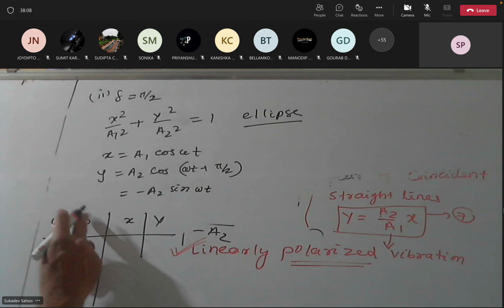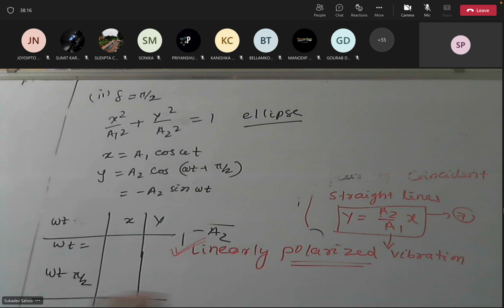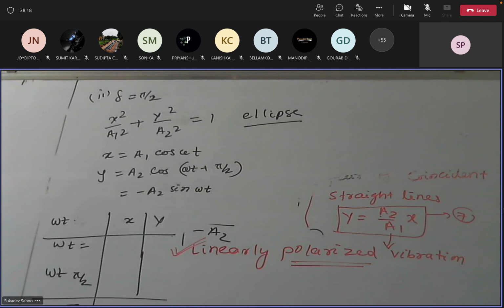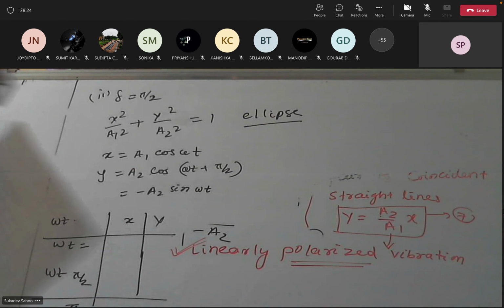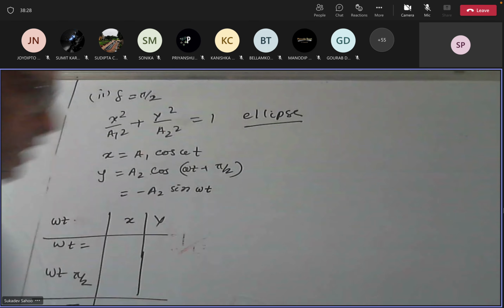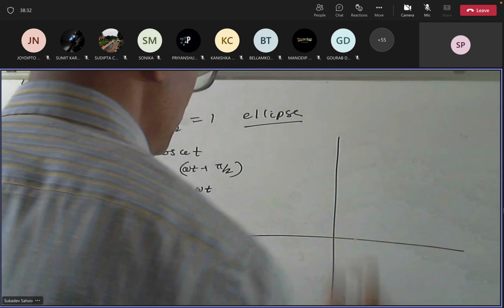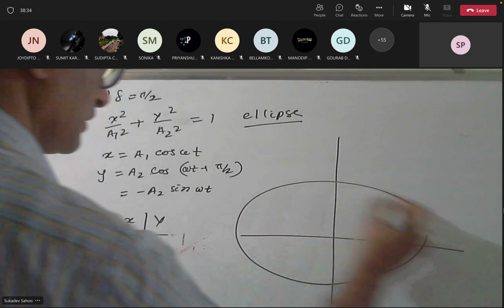Similarly, when t equal to 0, omega t equal to 0, then omega t equal to pi by 2, then pi, then 3 pi by 2, then 2 pi. At least these 5 points you can take, then you connect those points, then you will get the direction of motion. In this case, if you take the points, you will get the motion like this.